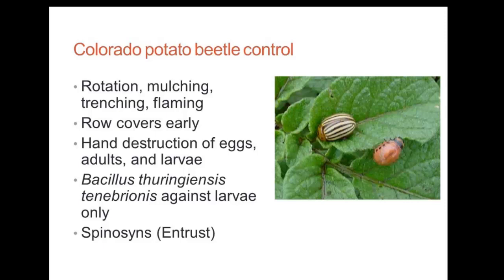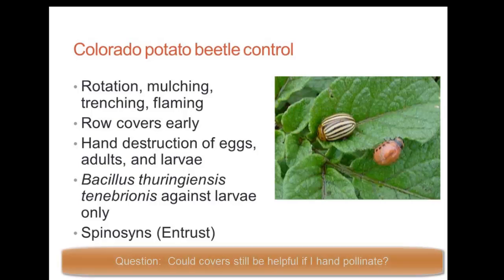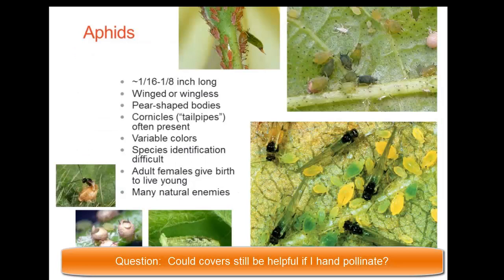Some people will trench along the side of a garden closest to where they were the year before, and they don't move well through the trenching. Flaming on small plants can kill adults. Row covers can keep them off if they're tightly against the soil surface. You can pick adults and larvae, and then this one Bacillus thuringiensis product from a different subspecies does work. Entrust also works against Colorado potato beetles.